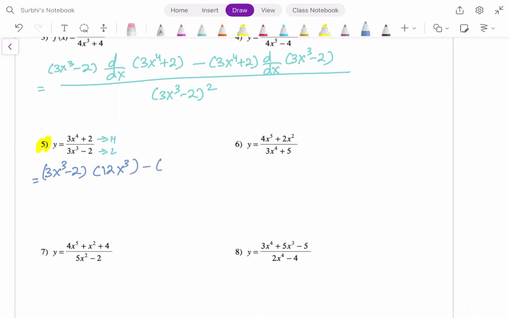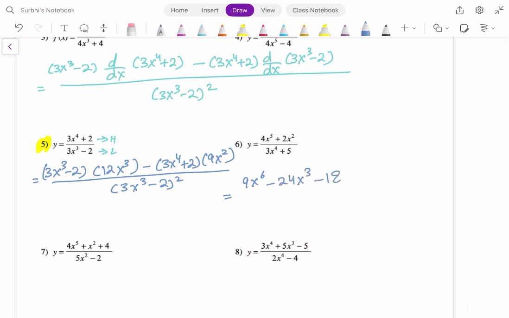If you take the derivative of 3x to the power of 4 plus 2, you will get 12x cubed. The derivative of 3x cubed minus 2 is 9x squared, and everything divided by the denominator. When you distribute the numerator, then don't solve the denominator at the same time. Solve the numerator first, and if needed, solve the denominator after that. If you are able to cancel out something from the numerator and denominator, that would be great.